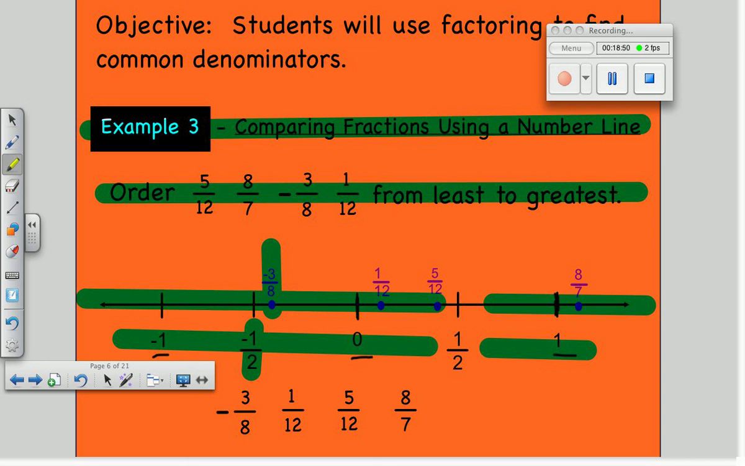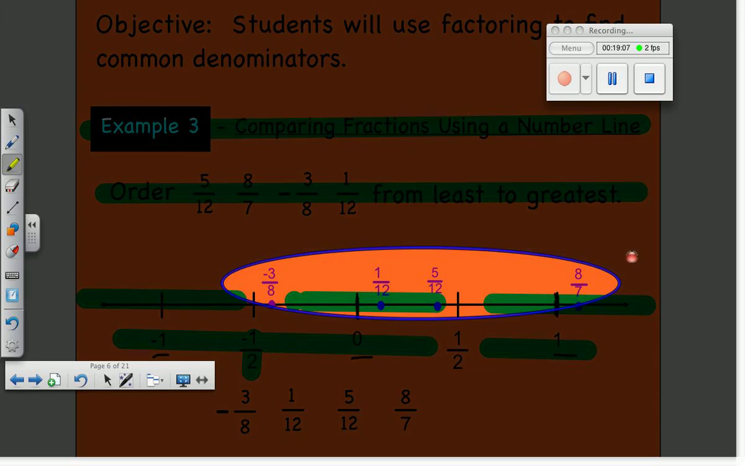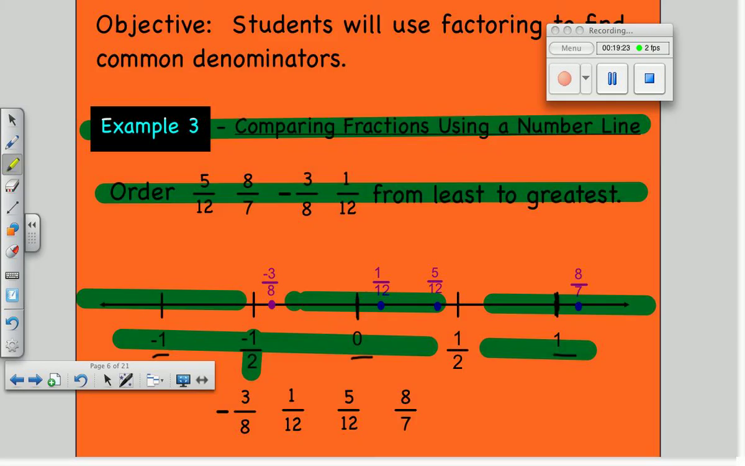Once all the numbers are plotted on the number line, you could write them in order from least to greatest. So the one furthest to the left is the least. And the one furthest to the left here is -3/8. After -3/8, if we look over to the right, is 1/12. After 1/12, if we keep going to the right, 5/12. And after 5/12, keep going, we have 8/7. So those are the numbers in order from least to greatest. And they're written at the bottom here as well.